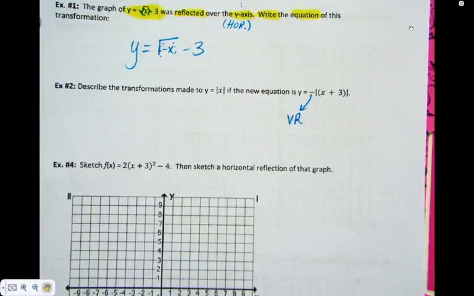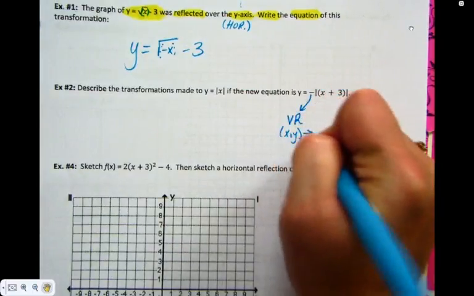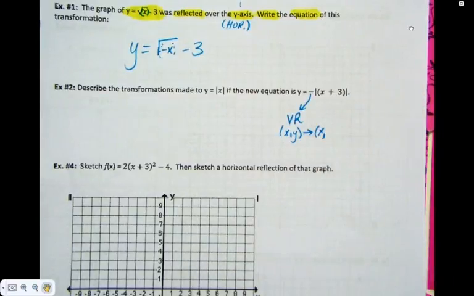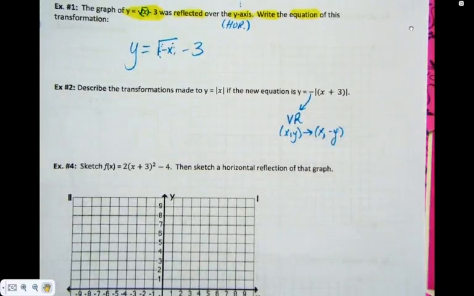Now that's not enough. Just like before, we couldn't just say horizontal translation. We had to actually describe it. We describe it with the mapping. So we describe (x, y) goes to... And if something is vertical, it's always the y's that are changing. So x will stay the same. What will happen to y? Negative y. There's how to describe a vertical reflection and the mapping.